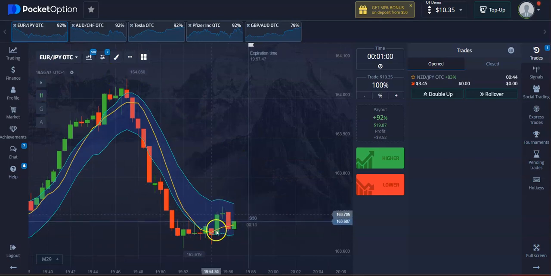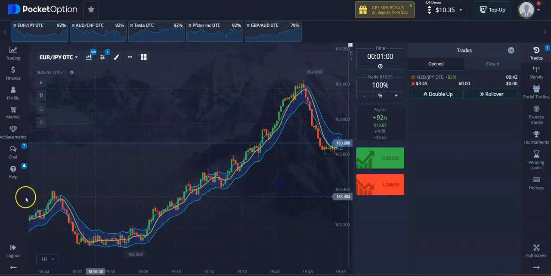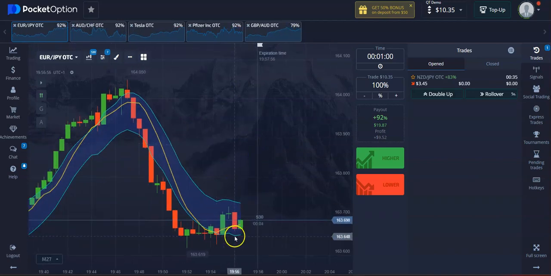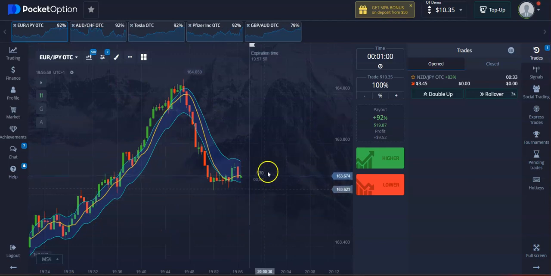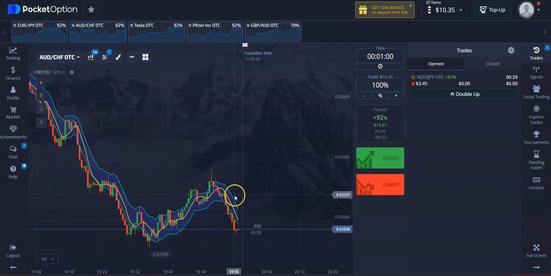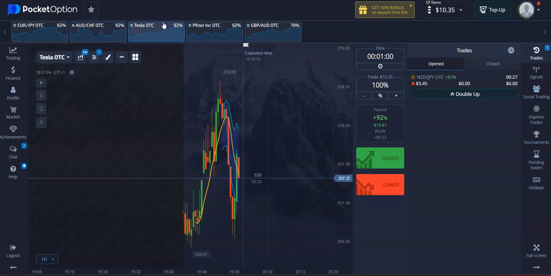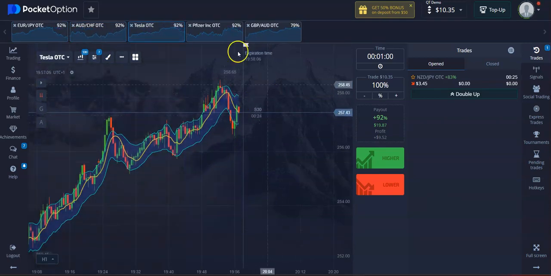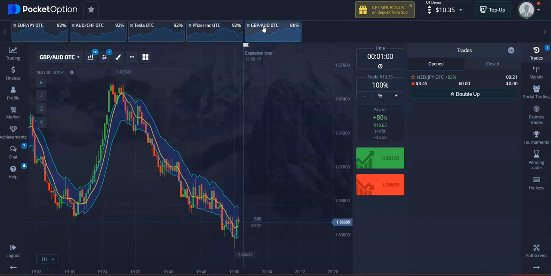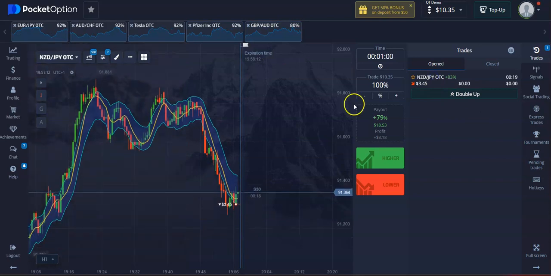See, this one right here seems like it's going to reverse. Like I said, it had a small pullback right here, and it seems like it's going to do the same thing. It's going to go back up. Let's have a look. So this one is on a continuation to the downside. This one, Tesla, is reversing. This one doesn't look good. This one doesn't look good. So let's go back to this one.